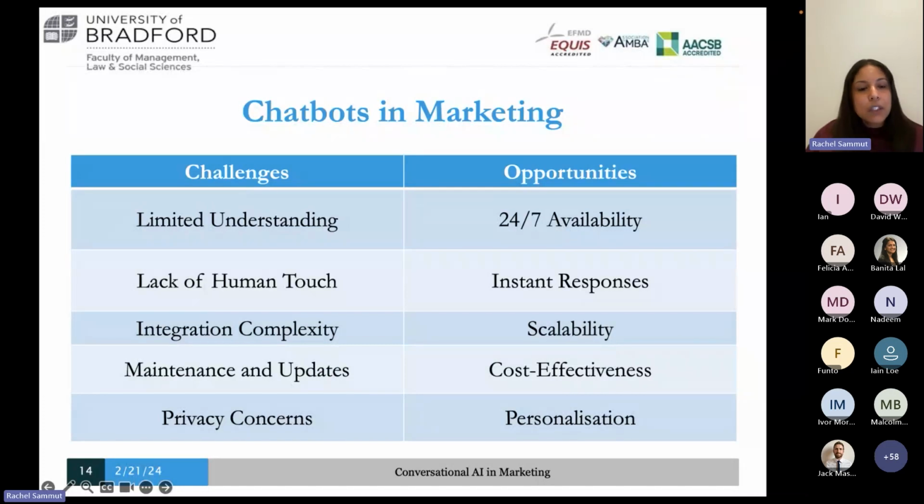So, similar to VCSAs, chatbots do pose many benefits and opportunities for marketers, but there are also some challenges. Depending on the type of chatbot that's being interacted with, they do have a limited understanding because some of them are rule-based. So they may struggle to understand complex queries or nuances in language, which can lead to misunderstandings or provide inaccurate responses. And because it is text-based, customers are usually a lot less forgiving.